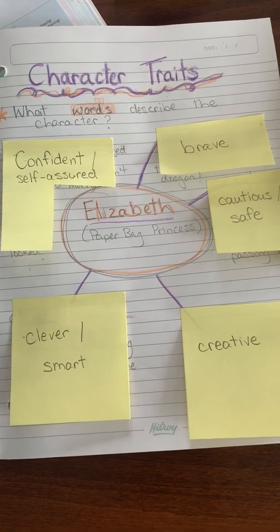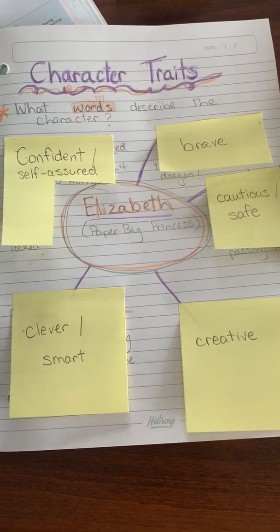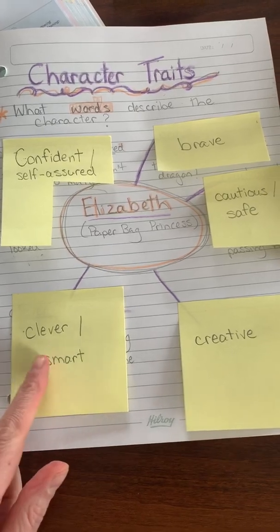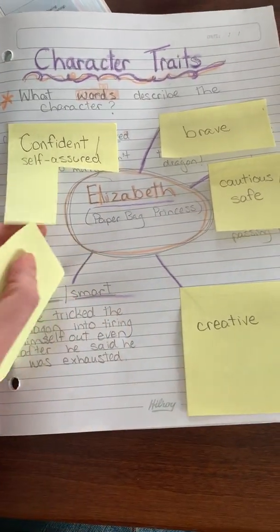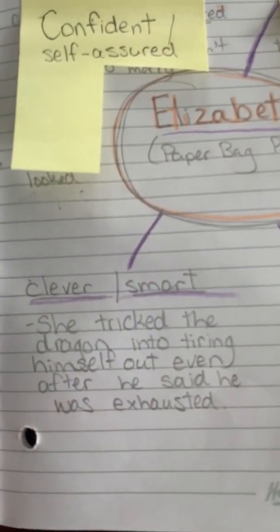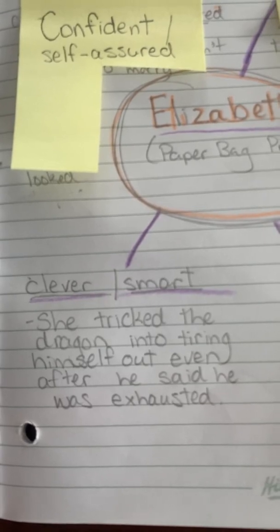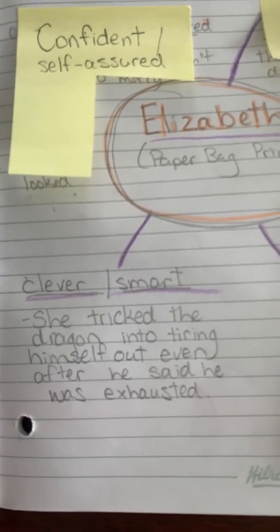So the first word that I said that describes Elizabeth is clever. Another word for clever is smart. So on this web, I wrote down she's clever or she's smart. She tricked the dragon into tiring himself out even after he said he was exhausted.